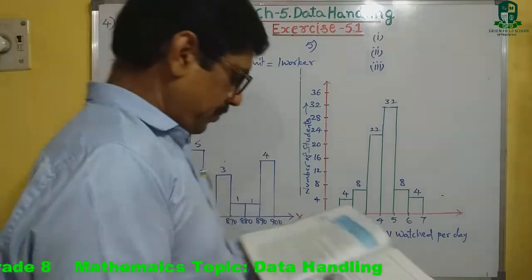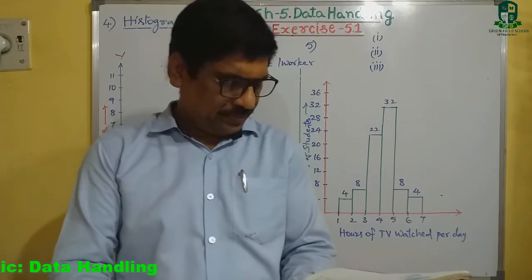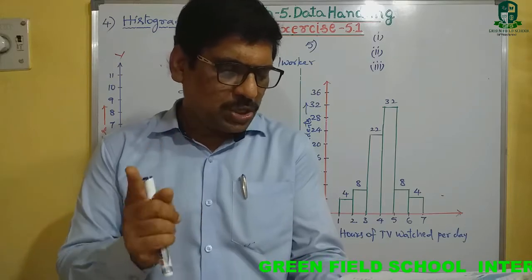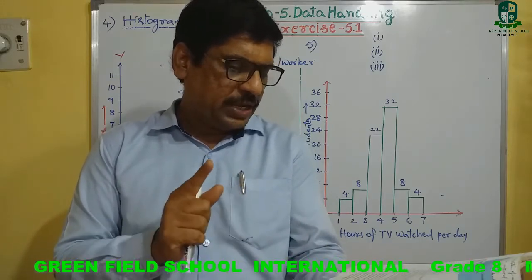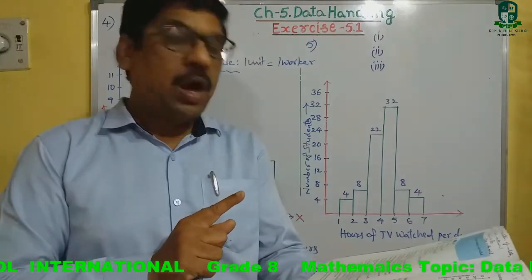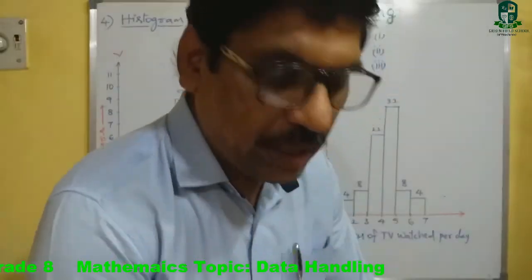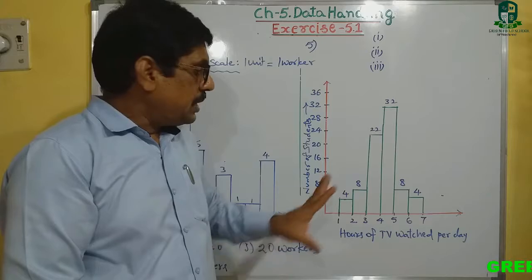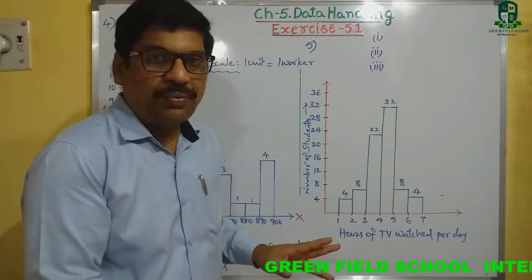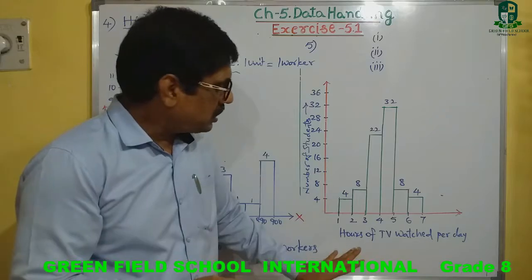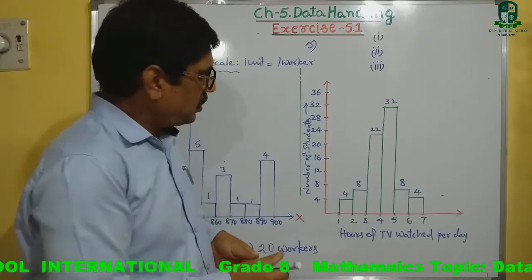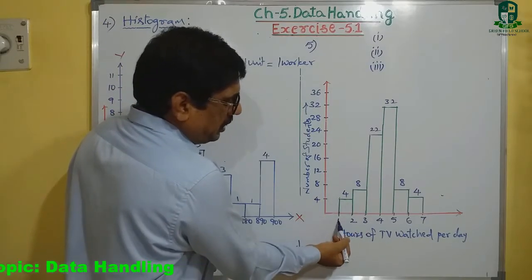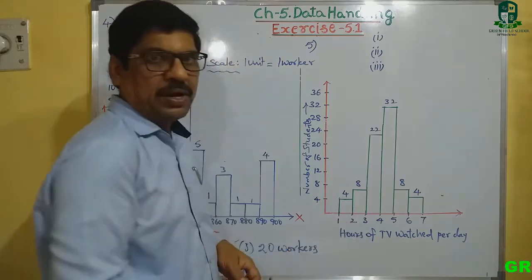Now look at the fifth problem of the exercise 5.1. The number of hours for which students of a particular class watch television during holidays is shown through the given graph. Answer the following. First of all, let us look at the graph which is given in the fifth problem. This is the graph. This is the histogram. This is showing the information of the students of a class watching the TV in the holidays. Okay, in different hours. See, 4 students are watching the TV for 1 to 2 hours, in between 1 and 2 hours.